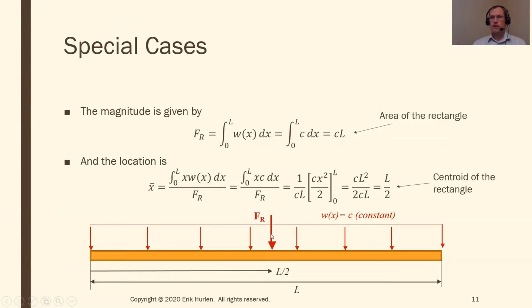Obviously, rectangle's nice and symmetric, so the centroid's right in the middle. And so that's where my loading belongs. So a shortcut for uniform loading is to just do base times height as your magnitude and put it right in the middle.